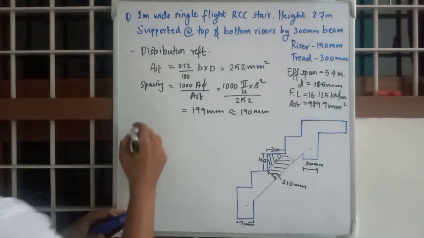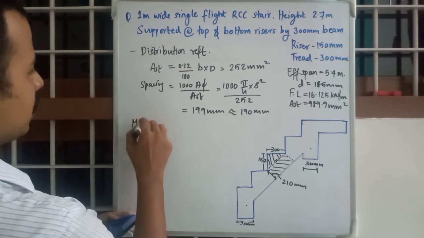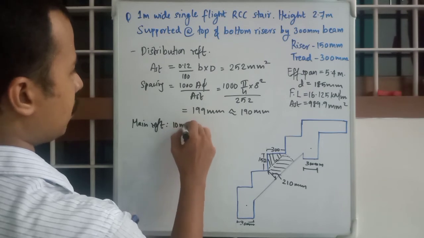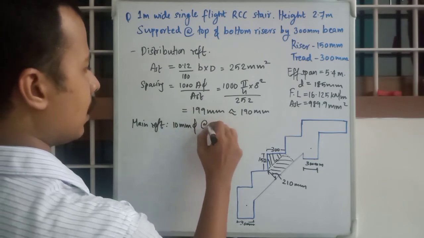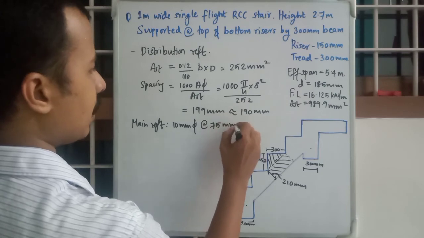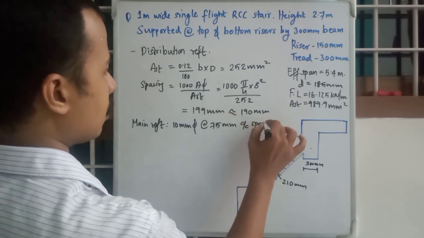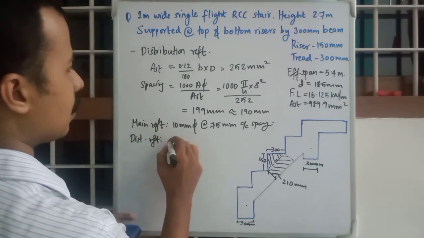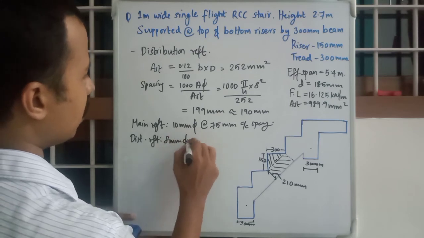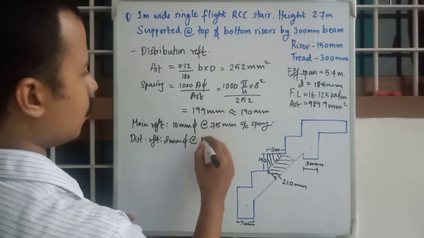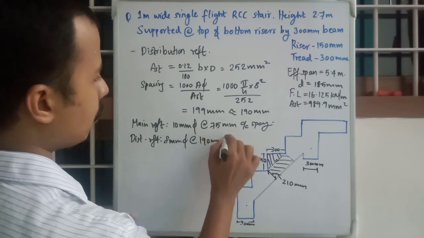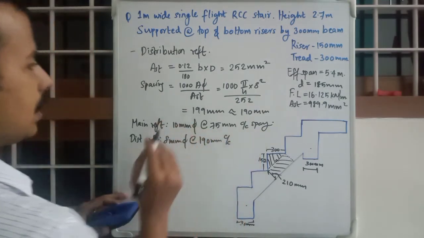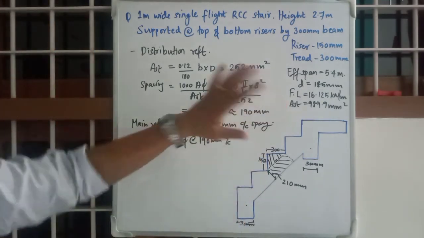So you have main reinforcement: 10 mm diameter bars at 75 mm center to center spacing. Distribution reinforcement: 8 mm diameter bars at 190 mm center to center spacing. These are the last points, so we are completed with the design.